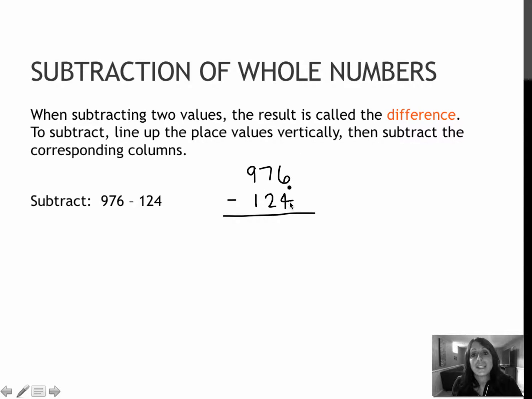And then I'm going to subtract 124, which is my second number, and notice again I've lined up ones digit with ones, tens with tens, hundreds with hundreds. Now I'm just going to find the difference of each column. So 6 minus 4 is 2, 7 minus 2 is 5, and 9 minus 1 is 8. So my difference is 852.